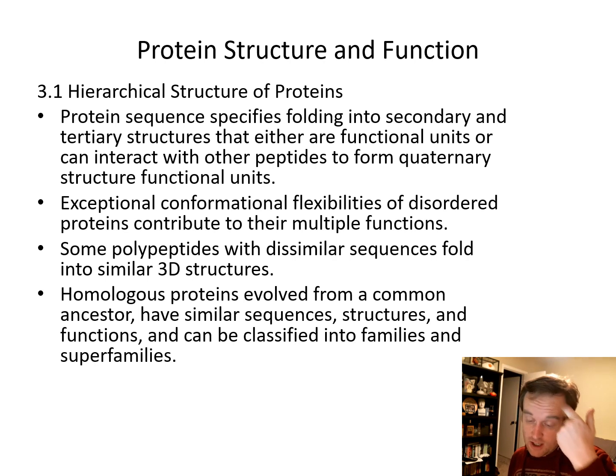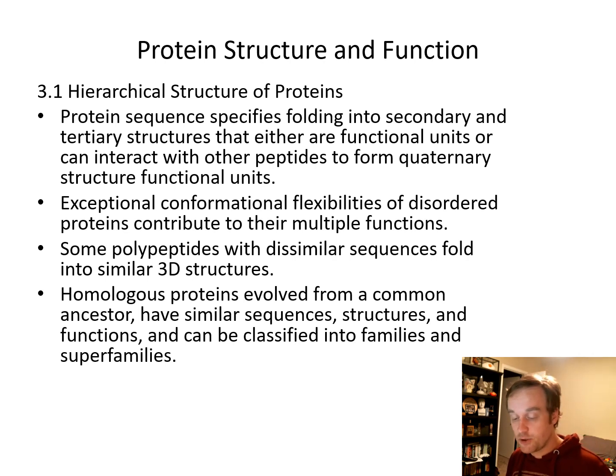And so exceptional conformational flexibilities of disordered proteins contribute to their multiple functions. So what that's saying is that different proteins can fold in different ways to have different functions. Some polypeptides with dissimilar sequences fold into similar 3D structures. We have these 3D structures, even though the amino acid sequence is different, these structures are very similar, like those alpha helices and beta sheets as we talked about.